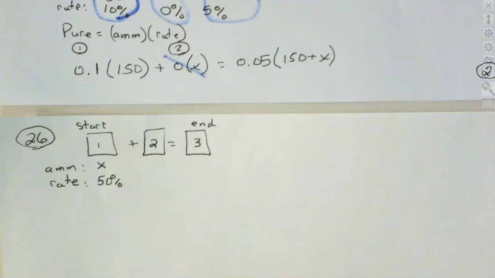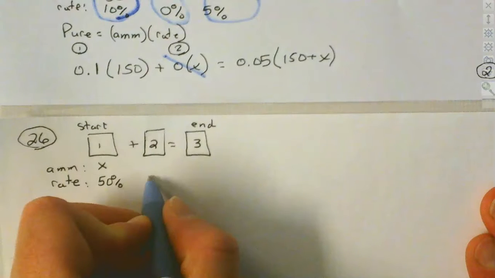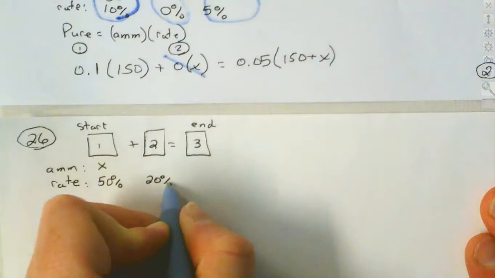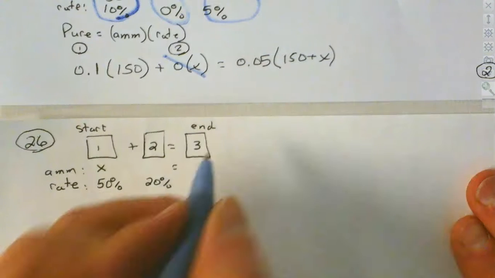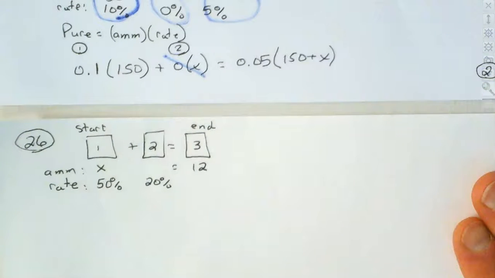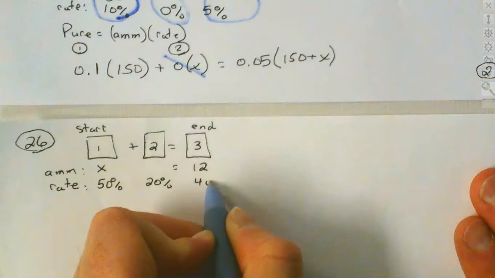We're going to mix that with a fruit drink that is 20% real juice. So we've got another container of 20% real juice. And what do we want to end up with? Let's make sure we're very careful here. It says we want to obtain, so that goes in box 3. We want to obtain 12 gallons. So that's going here, right? We want 12 gallons of a 40% juice.